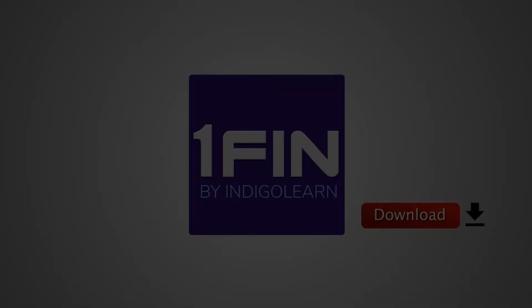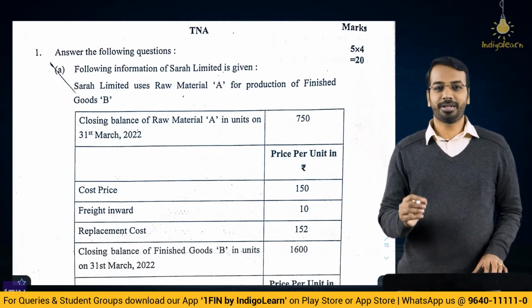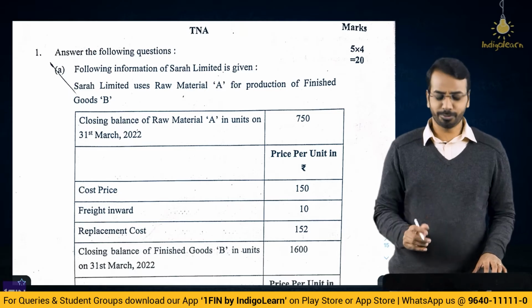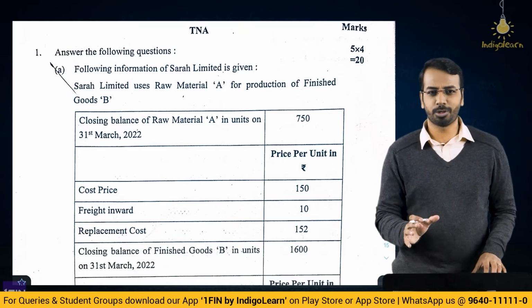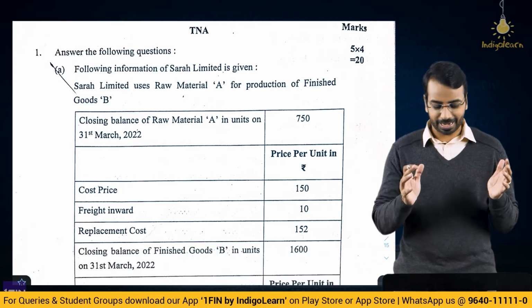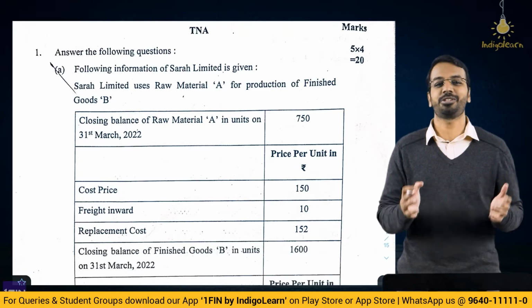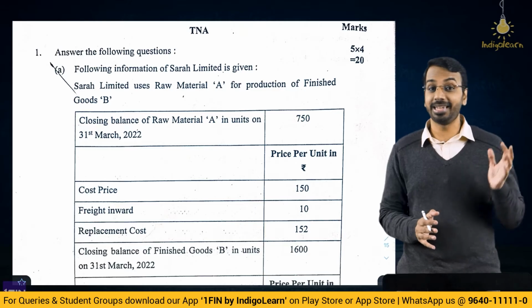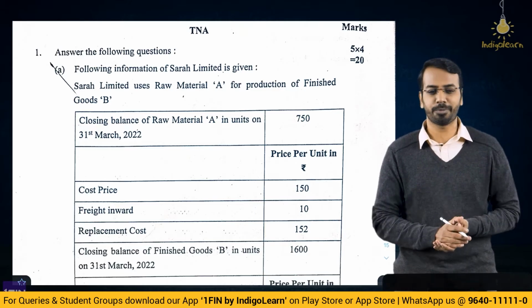So friends, let's have a quick look at the accounting paper of November 22. Pretty simple and straightforward. Most of the questions were already covered in the classes. Some trick here and some trick there. And as I always keep on telling, 60 to 70% of the paper is easily attemptable, and this is one such kind of paper.